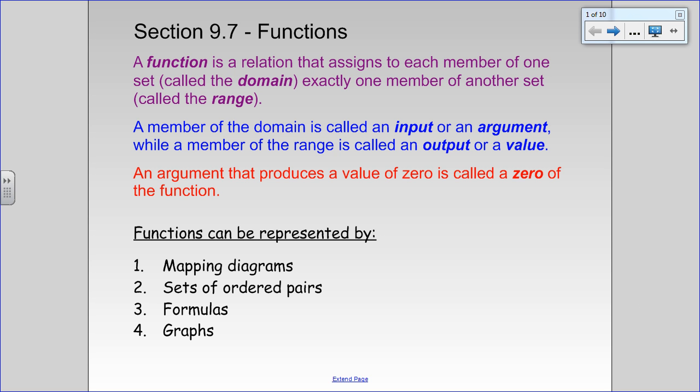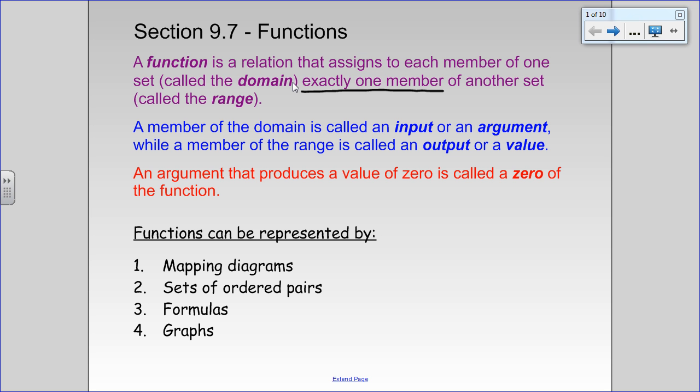Section 9.7 of your textbook explains the concept of a function. A function is a relation that assigns to each member of one set, called the domain, exactly one member of another set, called the range. A member of the domain is called an input or an argument of the function, while a member of the range is called an output or a value of the function. An argument that produces a value of 0 is called a zero of the function.